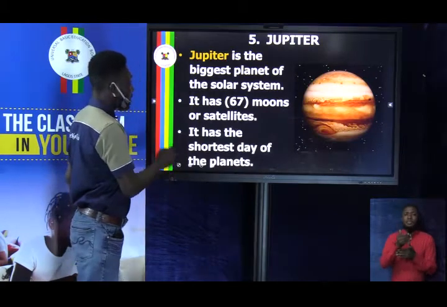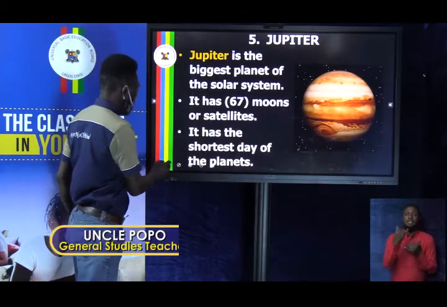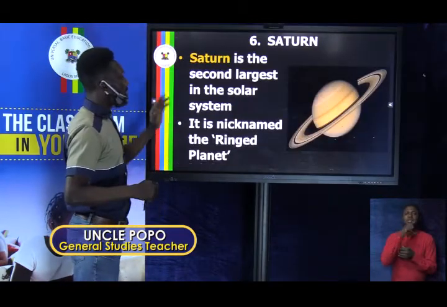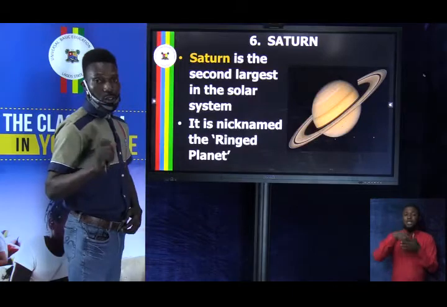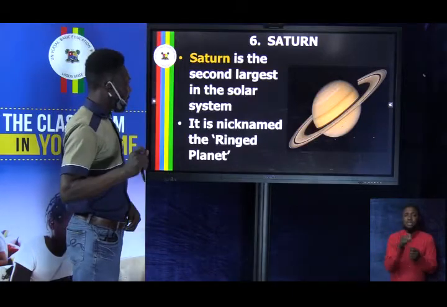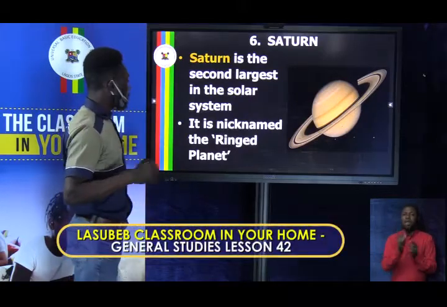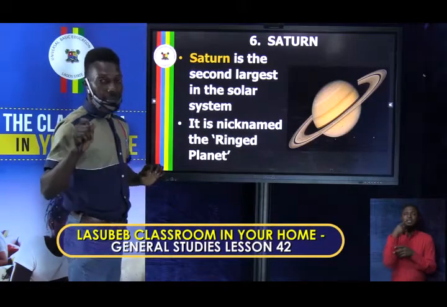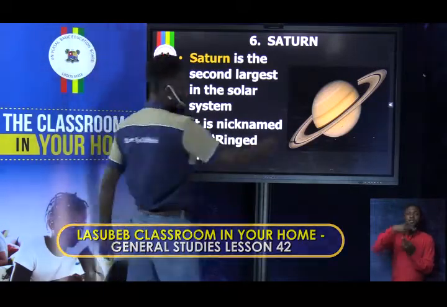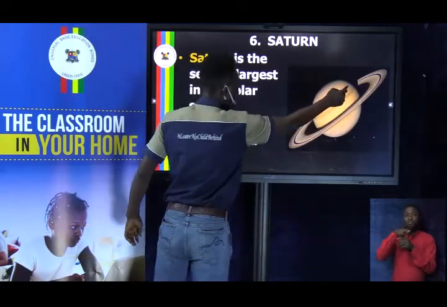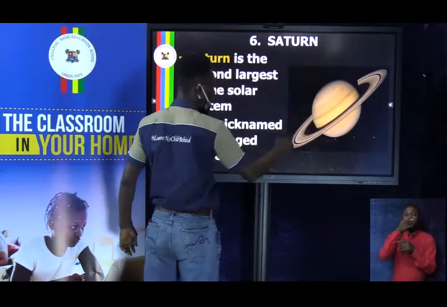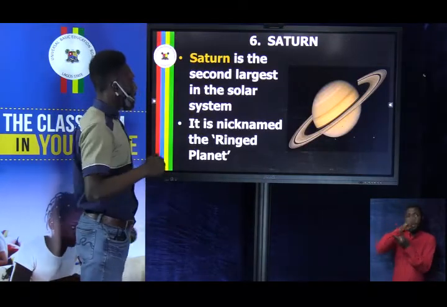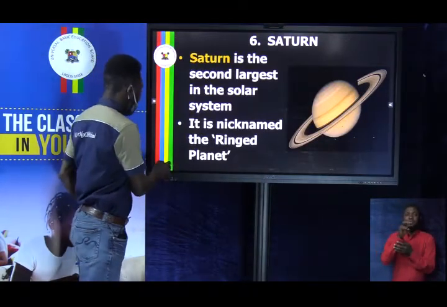What's the next one? The S now is what? Saturn. Saturn is the second largest in the solar system, and it is nicknamed the ringed planet. Even from the diagram here, you will see what we are talking about. It is nicknamed the ringed planet. That is Saturn.